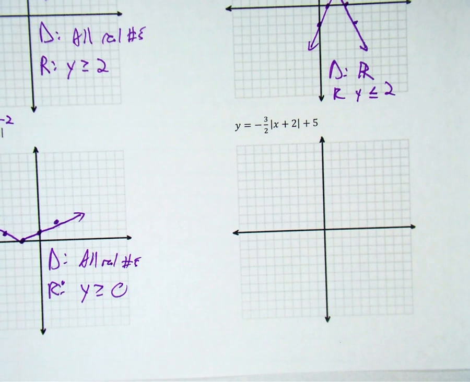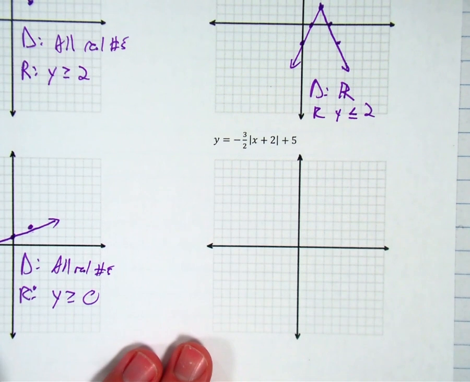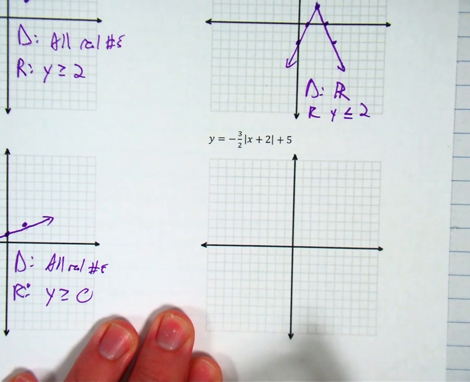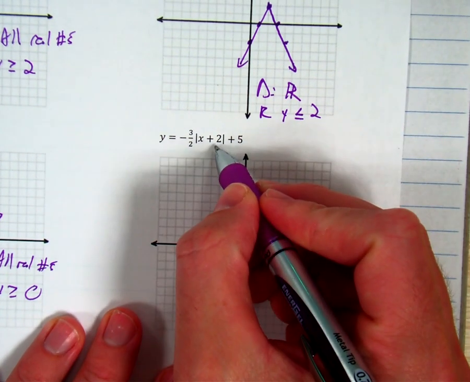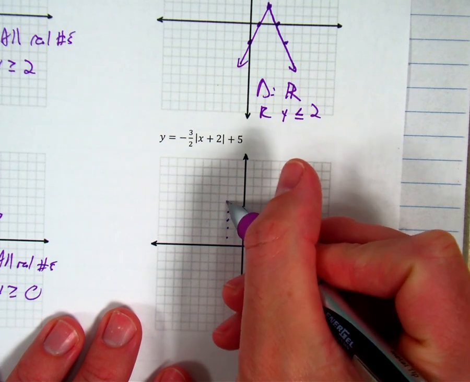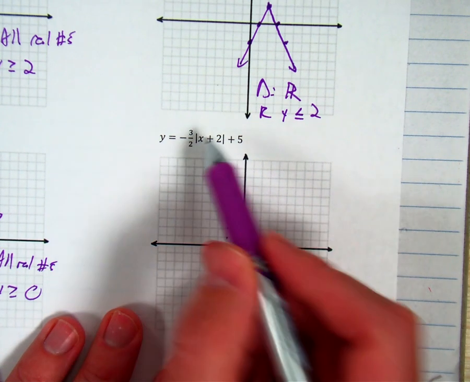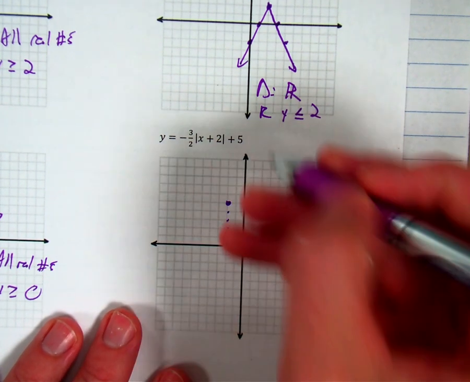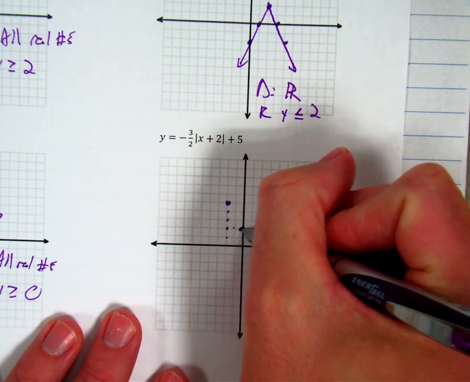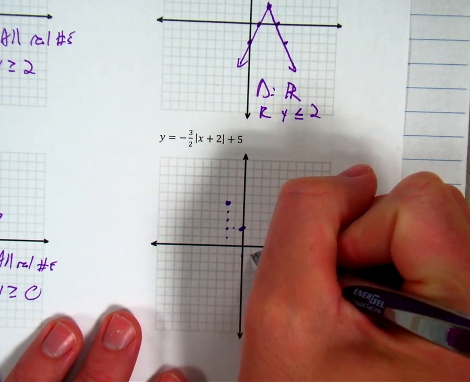Negative 3/2 times x plus 2 plus 5. Okay, let's check how you did. We're going 2 to the left, and 1, 2, 3, 4, 5 up. Now our slope, or our multiplier, is negative 3/2. So we're going to go down 1, 2, 3, and out 1, 2. Down 1, 2, 3, out 1, 2.